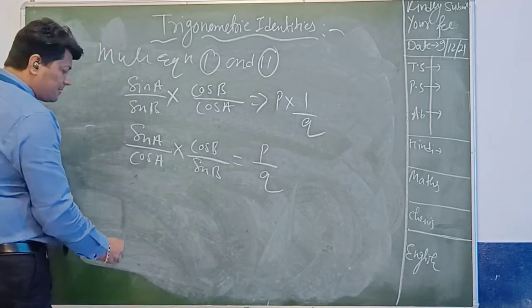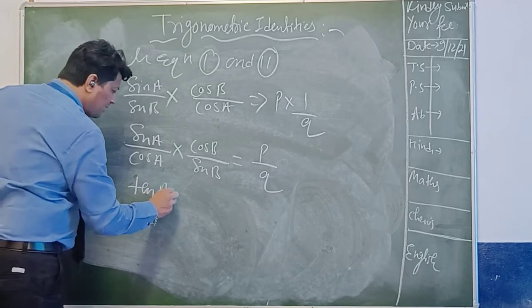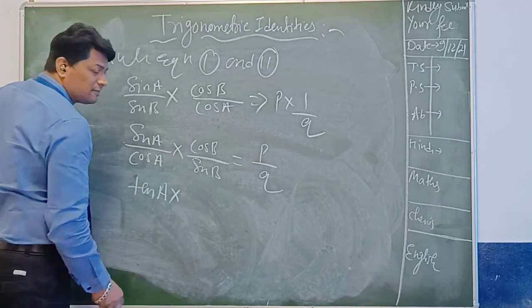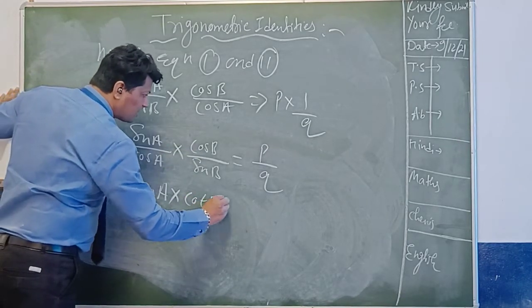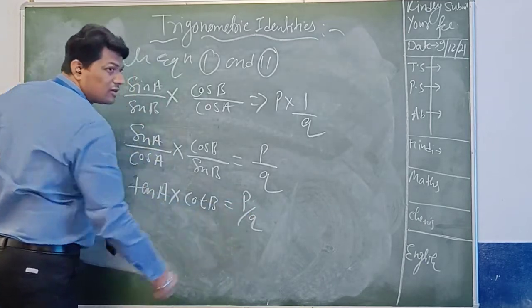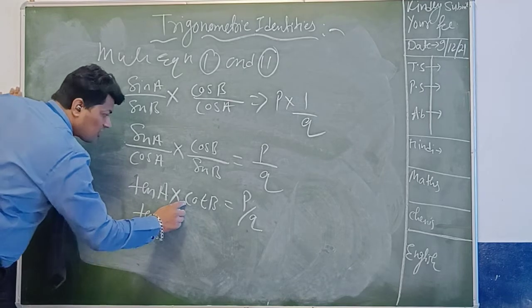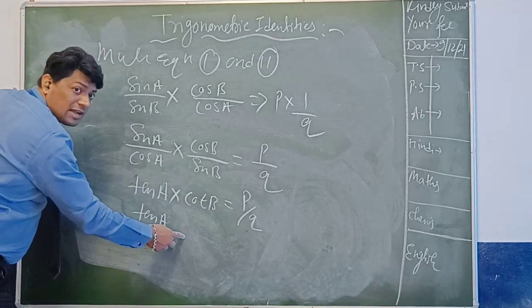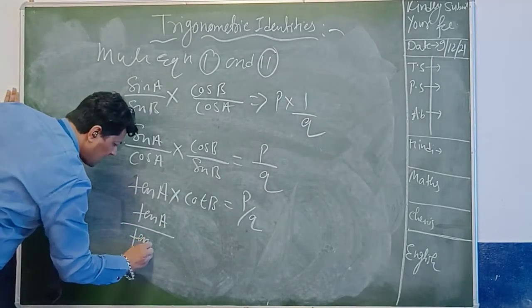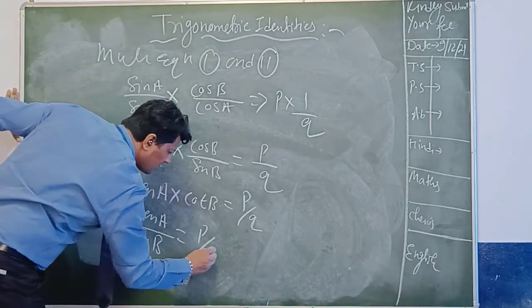This will be tan A. Tan A multiplied with this, which will be cot B. Is it clear? Cot B will be written as 1 upon tan B. So tan A multiplied by 1 upon tan B equals P divided by Q. Write it.